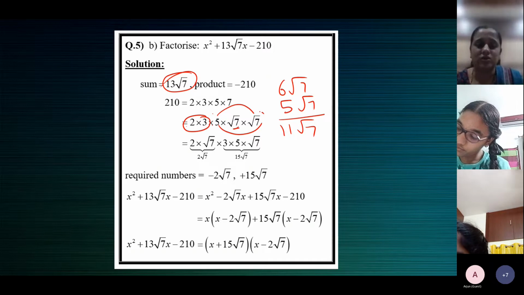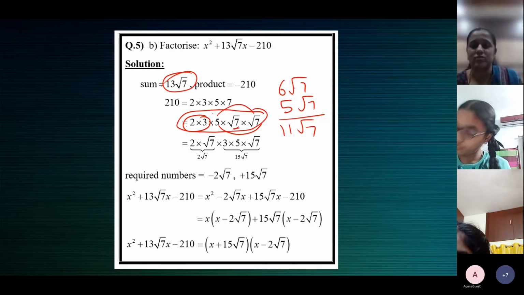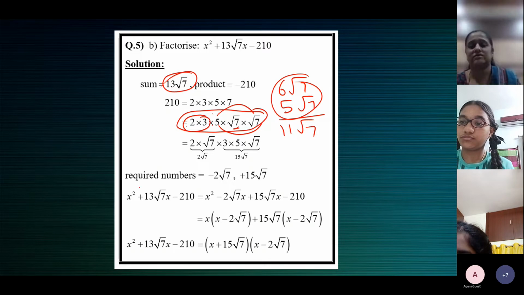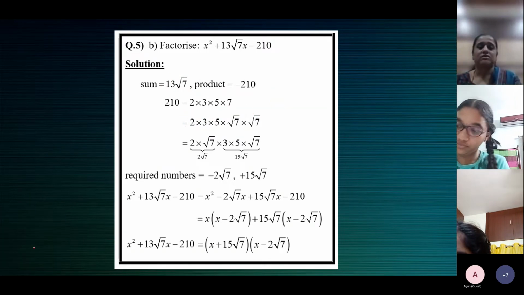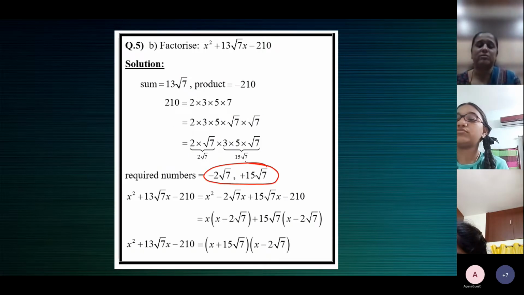As I told you, you're using the factors of 210. So when you multiply them, you will get 210, but you're not getting the sum. So the two numbers are unique. All of us will get the same two numbers, which satisfy the sum and product. You cannot get a different pair.